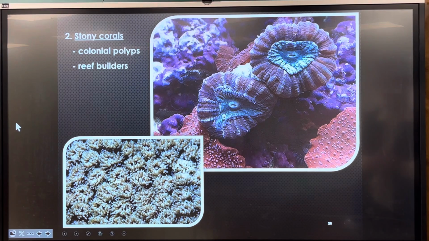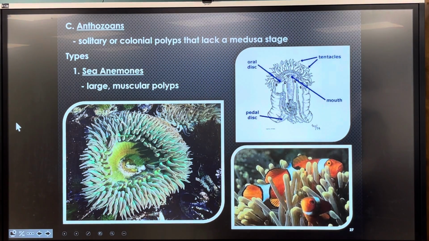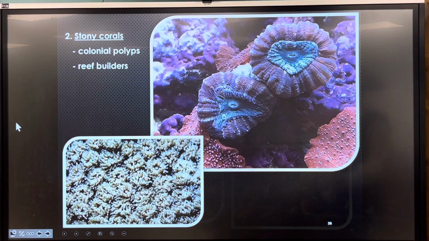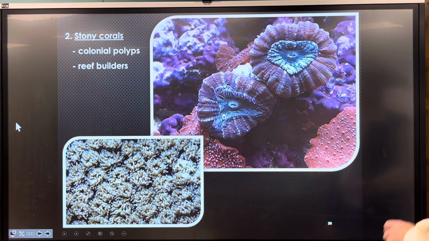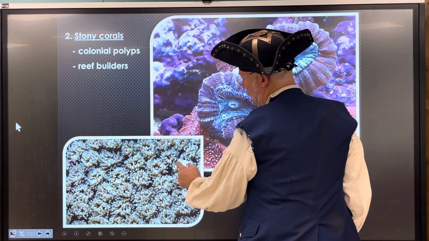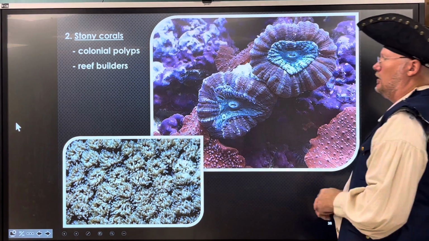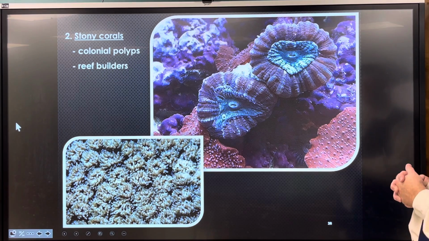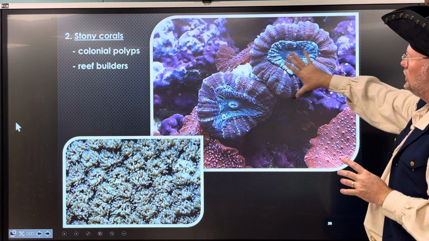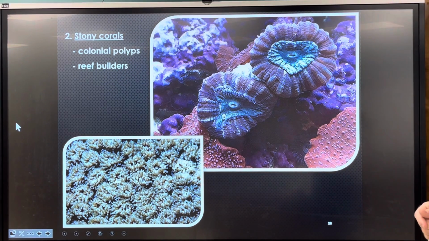Stony corals are members of this, wait, I went too far. Members of this family, okay? They are colonial polyps and they build reefs. Like I said, each one of these is an animal. Each one of those is an animal living in a colony together. And this is an up-close view of them. Two animals.